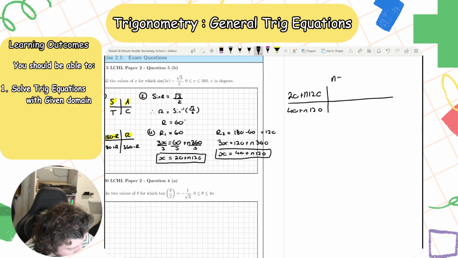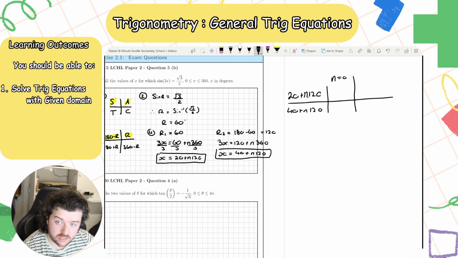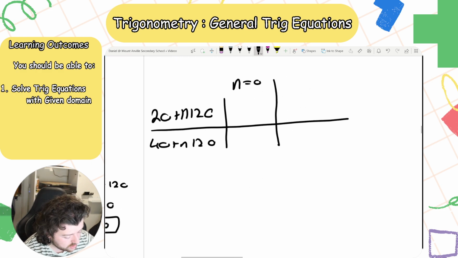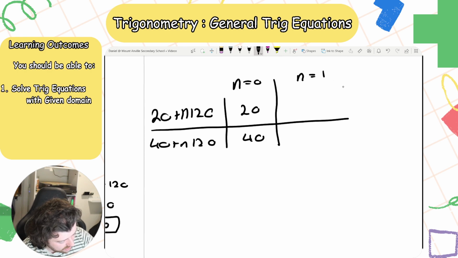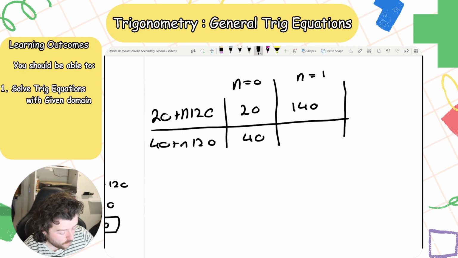So I have n is equal to 0. When I sub in n is 0, 20 plus 0 times 120 is just 20. Then 40 plus 0 times 120 is just 40. So I have my first two solutions there. My second two solutions, n is 1. So 20 plus 1 times 120 is going to be 20 plus 120, which is 140. Then 40 plus 120 is 160.